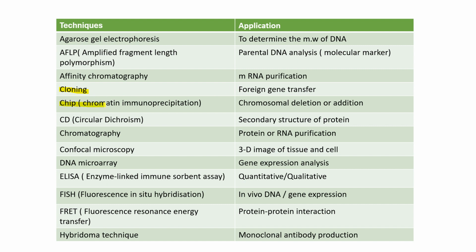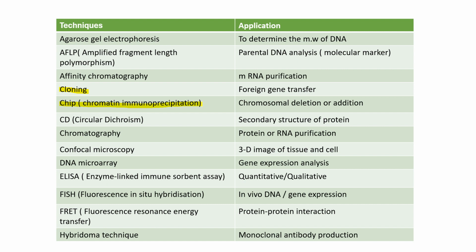Then ChIP, chromatin immunoprecipitation. This technique is used for chromosomal deletion or addition. We studied chromosomal aberration in genetics, where chromosomal deletion and chromosomal addition occur. So we can analyze which part of the chromosome is deleted or which part is extra, and this can be identified by the application of ChIP, chromatin immunoprecipitation.